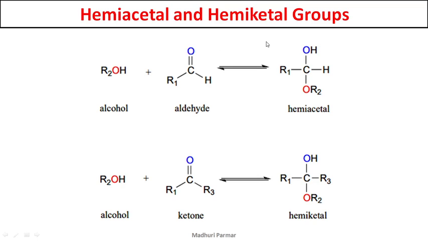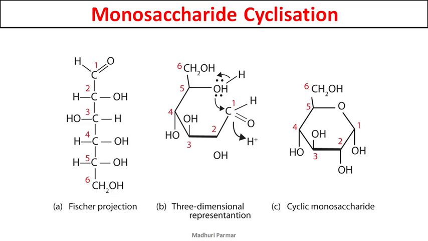Why is it important? Because the glucose in your body is rarely in this form. Whatever we just studied, that is called the Fischer projection. And the glucose in your body is not in this Fischer projection form. It is mostly in the cyclized form. It is in cyclic form. How does this cyclization take place?